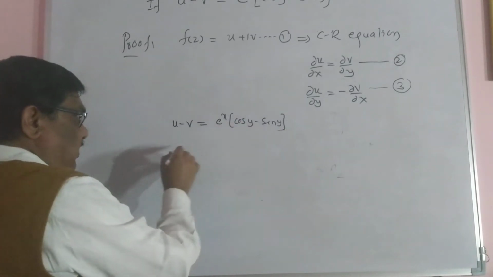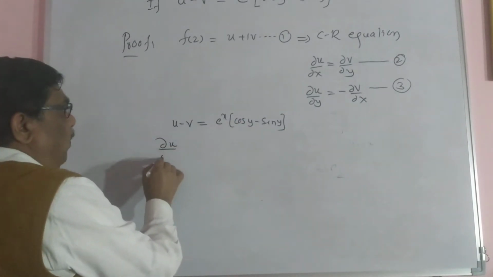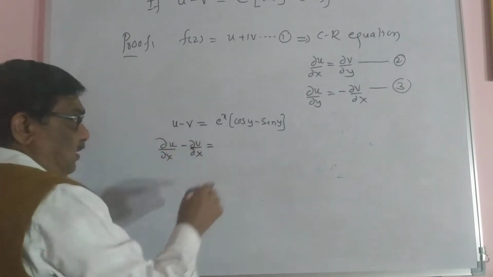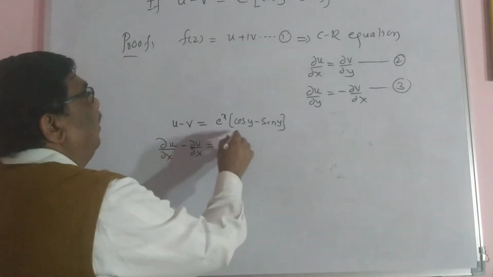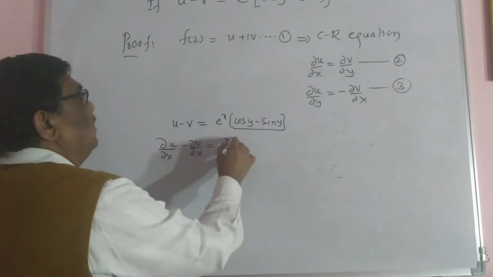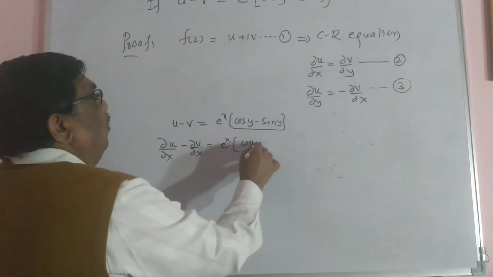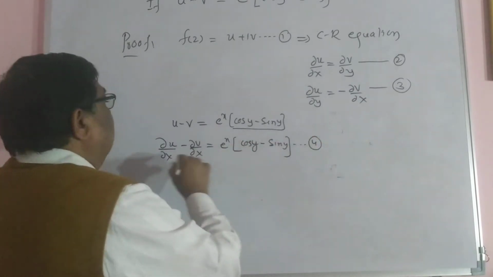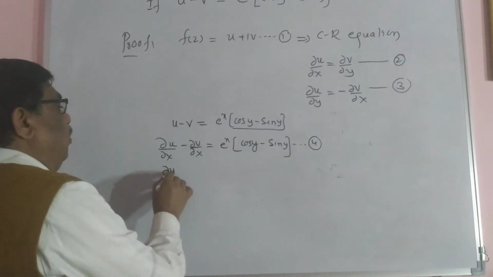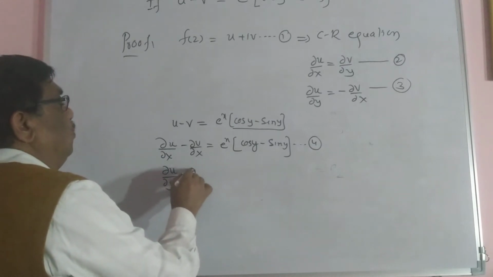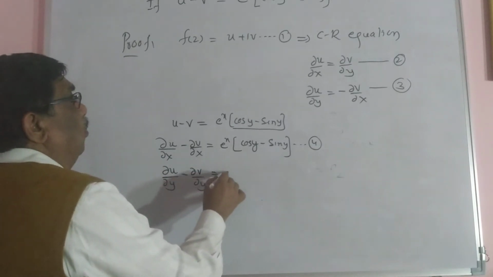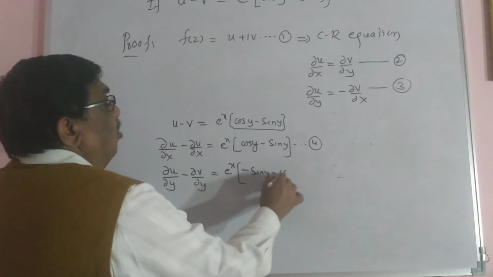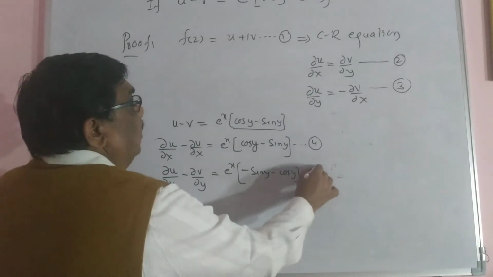Differentiate partially with respect to x: dou u by dou x minus dou v by dou x is equal to, since you are differentiating partially with respect to x, cos y minus sin y is constant, and only e raised to x differentiates to e raised to x, so e raised to x into bracket cos y minus sin y. This is equation number 4. Partially with respect to y, dou u by dou y minus dou v by dou y is equal to, e raised to x is constant, cos y differentiation is minus sin y, and minus sin y differentiation is minus cos y. So this is equation number 5.